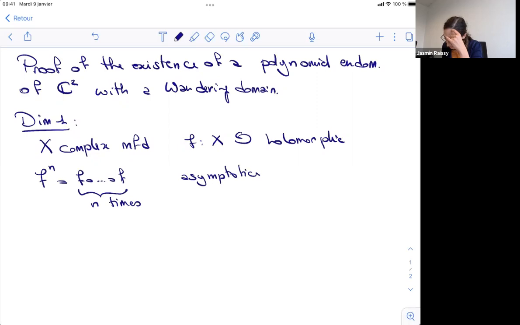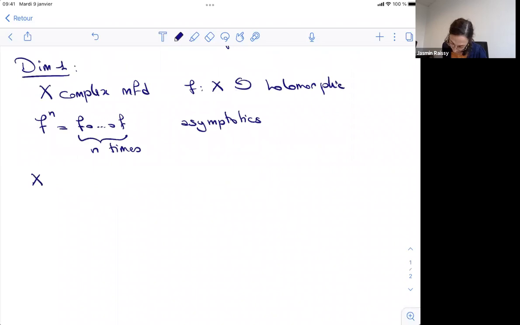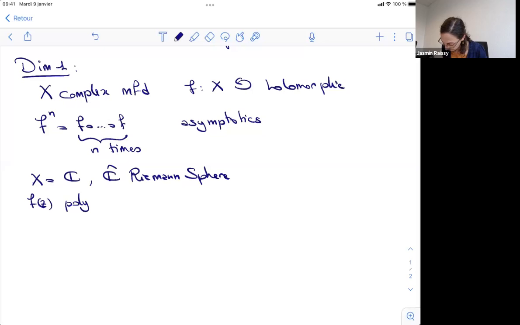And when you try to do such a thing, of course you can ask, okay, there are easy maps. So if I stay in dimension one, my complex manifold could be C, and I could take a holomorphic function on C, or I could also have C hat, the Riemann sphere. So if we start with an example, there are some polynomials. So let's take a polynomial f(z) in one variable.